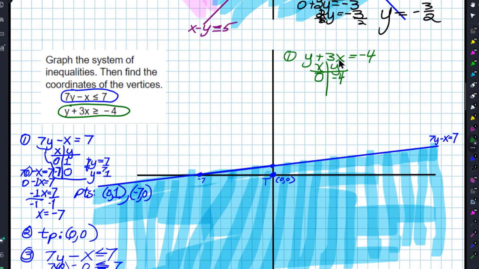So I'm going to change this to slope-intercept form. Y equals negative 3x minus 4, because I have to subtract 3x from both sides of this equation. Now I can choose any number I want for x. I could choose something easy. How about x equals 2? So I'll have y equals negative 3 times 2 minus 4. That'll be negative 6 minus 4. That'll be negative 10. Well, that is a little large, but we can manage it. Okay. So if x is 2, y is negative 10.